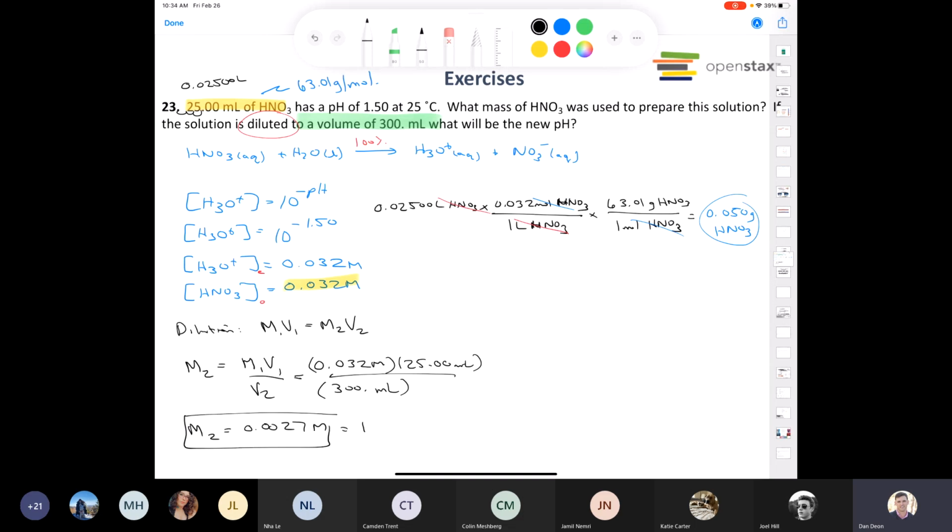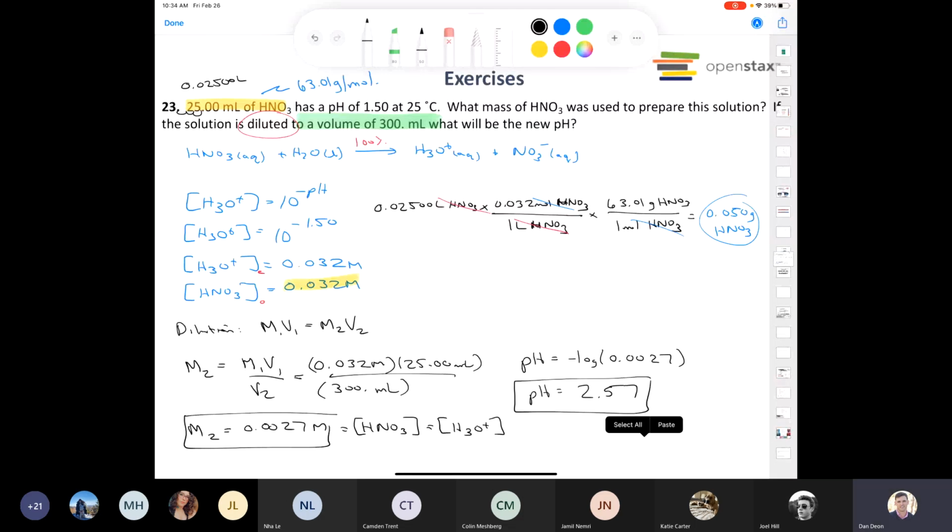Okay? Again, it's a strong acid. So this is going to be equal to the concentration of the nitric acid before it ionizes, and it's also going to be equal to the concentration of hydronium because it undergoes 100% ionization. So the new pH is going to be equal to the negative log of, was it 0.0027? So I take the, oops, press the wrong button. 0.0027 log. So it should be 2.57. pH is 2.57. There we go.